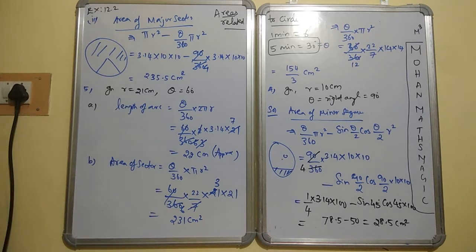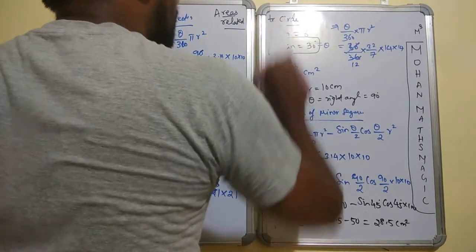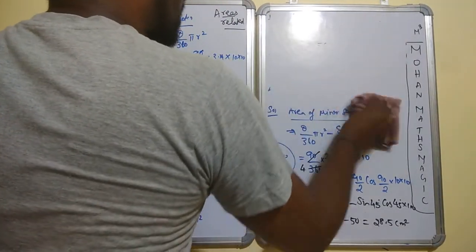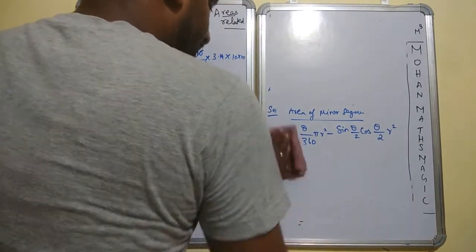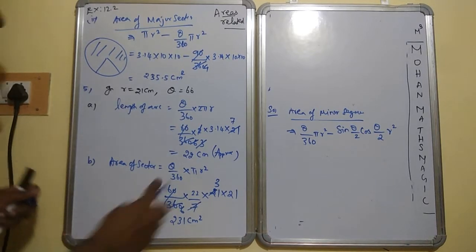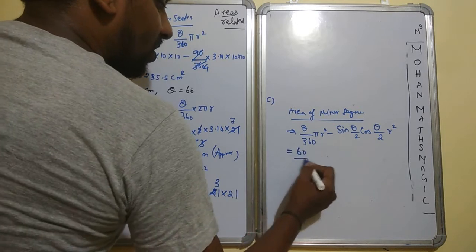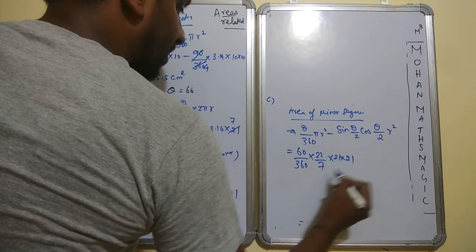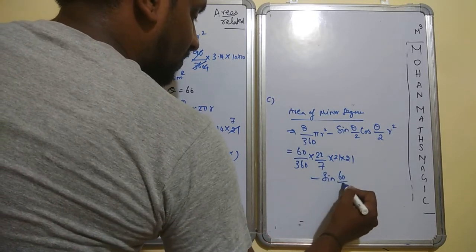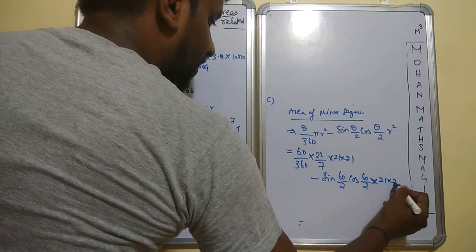So this is a 3 mark or 4 mark question: area of a minor segment. The formula for the minor segment is already there, I don't want to write again. You can calculate the area of the minor segment, theta value, r value, everything is there. So just substitute. This is 5C, fifth question, C option. Theta value 60, 60 upon 360, 22 upon 7, r value 21 times 21, minus sine theta, 60 upon 2, cos 60 upon 2, r square 21 times 21.